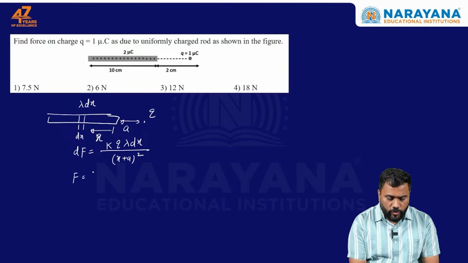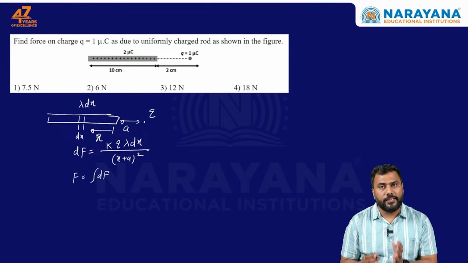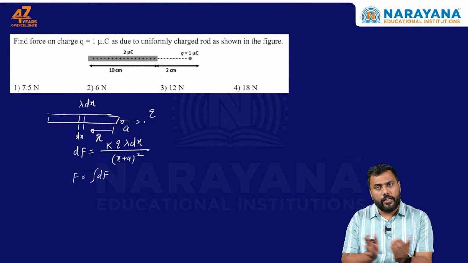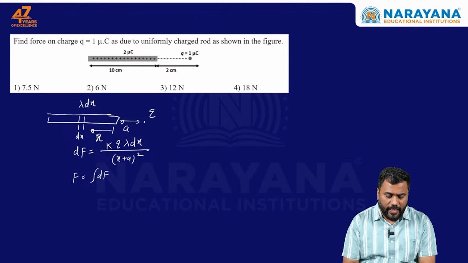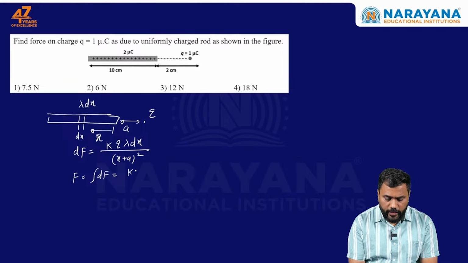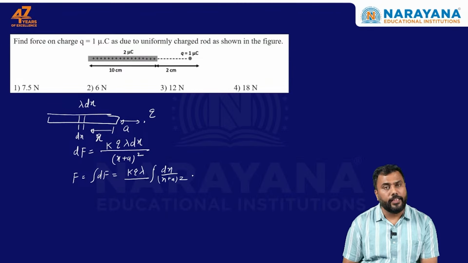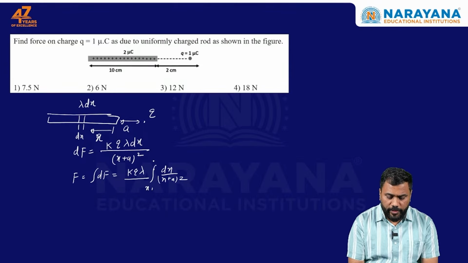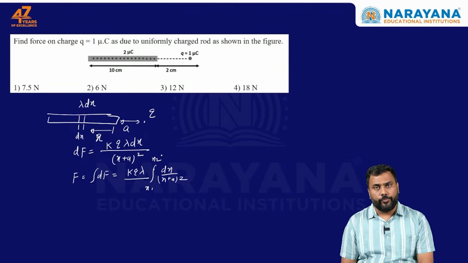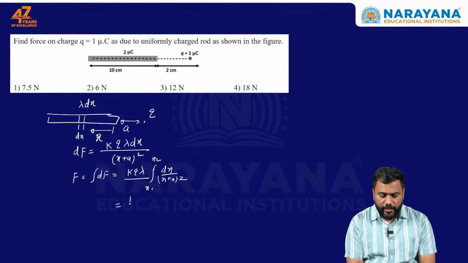In order to get the total force, I will add up all these forces, because all the forces are in one direction, they are all repulsion. So, we can directly integrate this expression. k q lambda will be common, and the integration will have dx upon x plus a whole squared inside it. The value of x is changing from the initial value x1 to the final value x2. If we integrate, the expression is going to be k q lambda times 1 upon x1 plus a minus 1 upon x2 plus a.